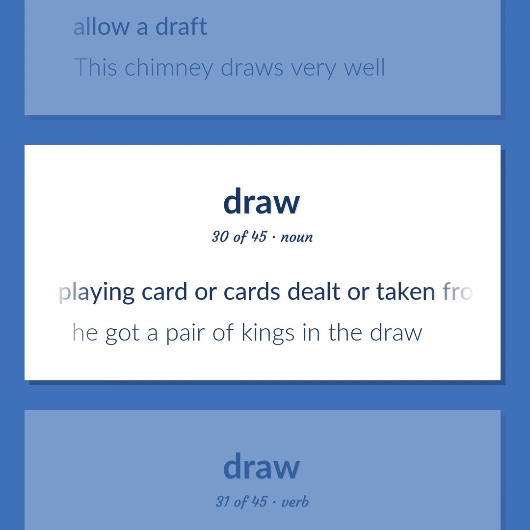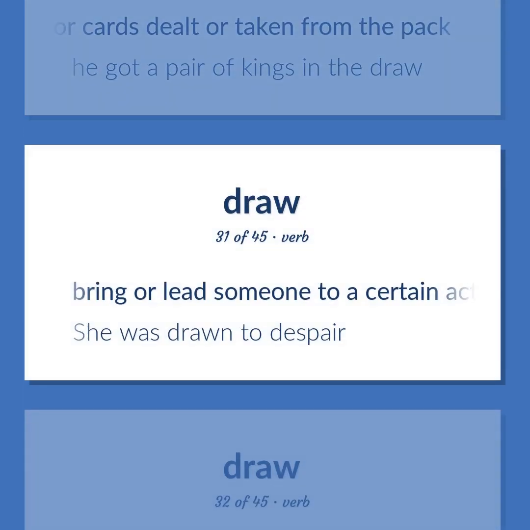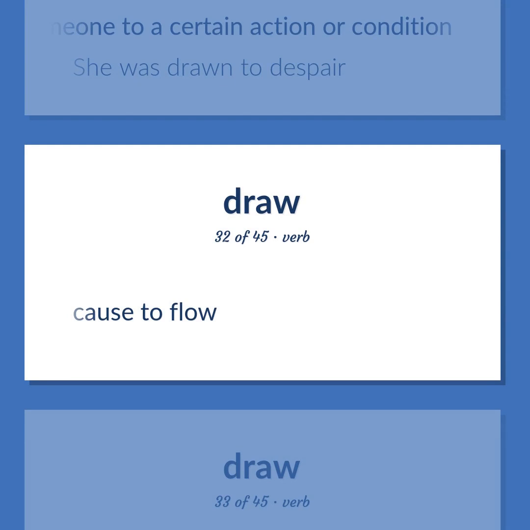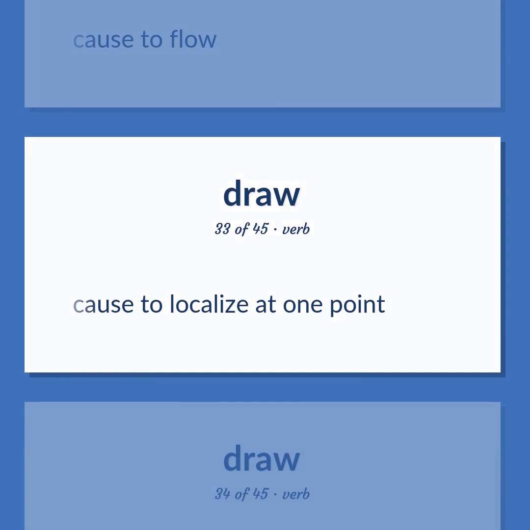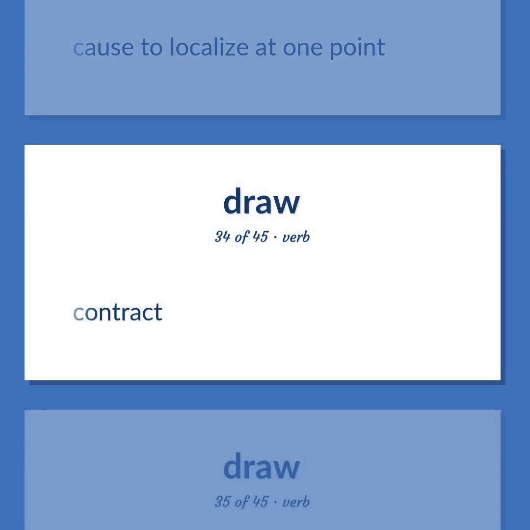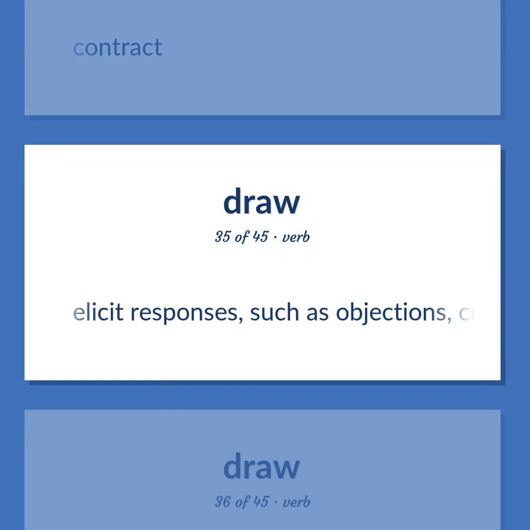A playing card or cards dealt or taken from the pack. He got a pair of kings in the draw. Bring or lead someone to a certain action or condition. She was drawn to despair. Cause to flow. Cause to localize at one point. Contract. Elicit responses, such as objections, criticism, applause, etc.